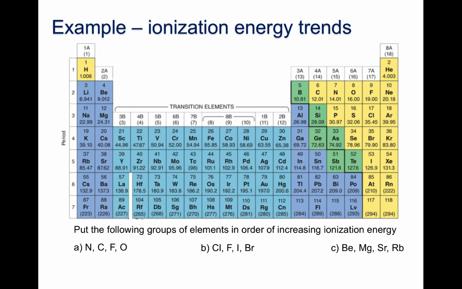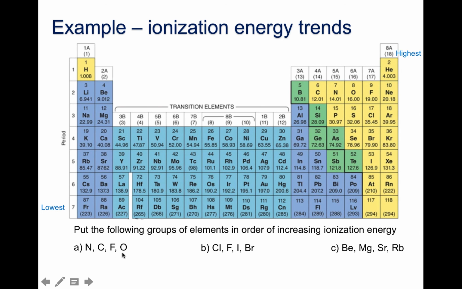So let's do an example of ionization energy trends, where we want to put the groups of elements in order of increasing ionization energy. So go from lowest to highest. And so what I would recommend you do when you get your periodic table on the exam is label all of these properties. And for ionization energy, helium has the highest, francium has the lowest.